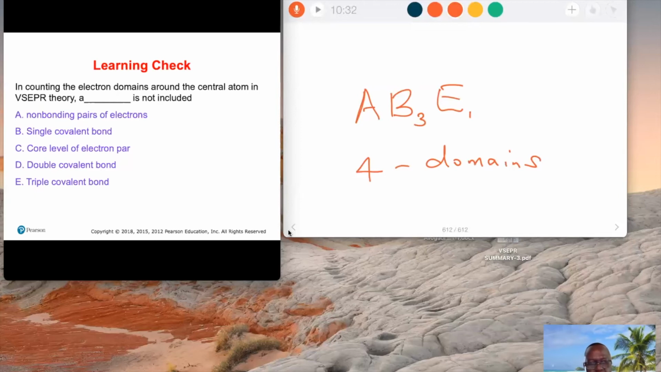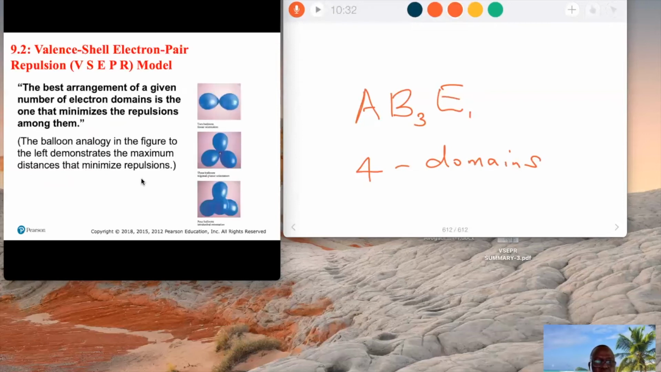Yes, Alexander, you're right, correct. The correct answer is C. We do not use the core electrons. From the definition, we use the valence electrons. Only valence electrons participate in bonding, and we do not take into consideration the core electrons.